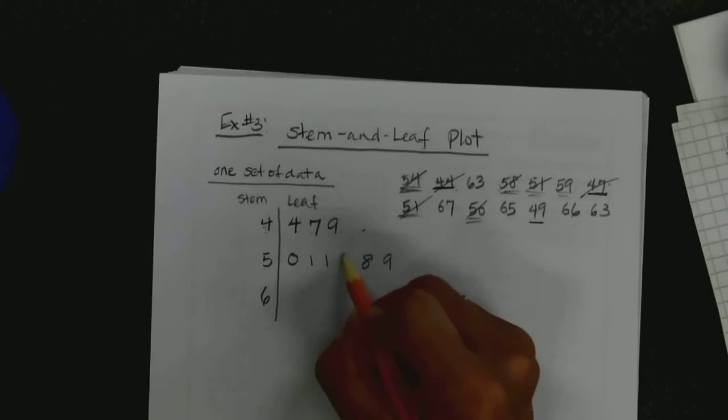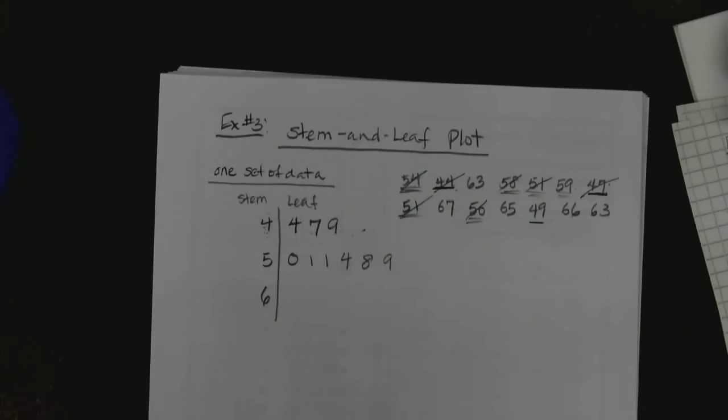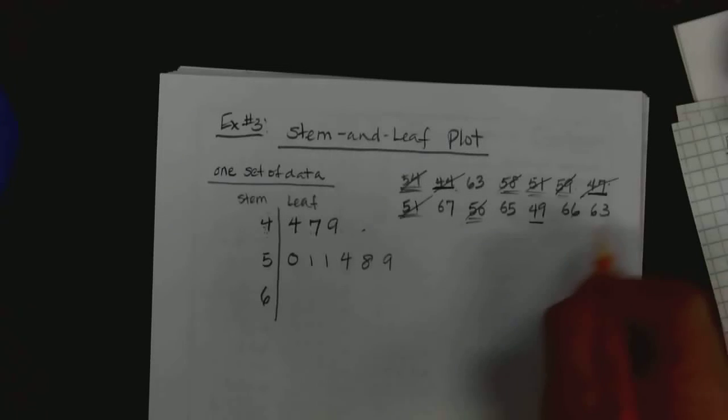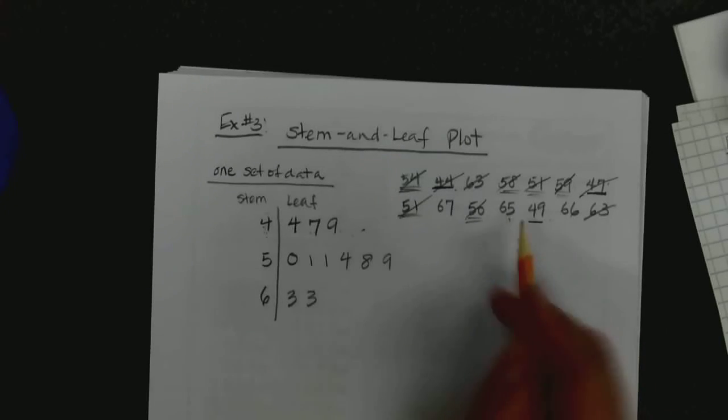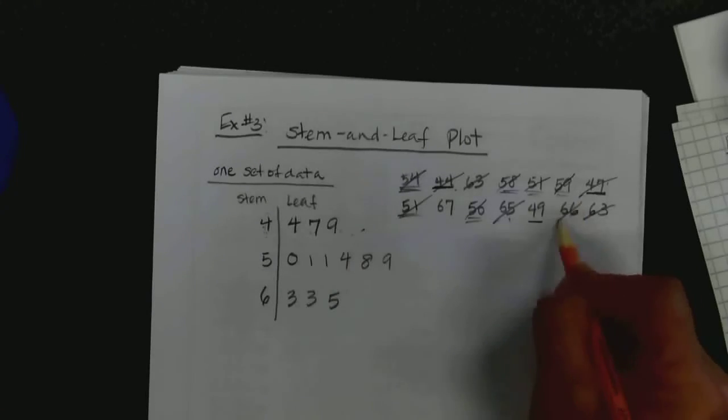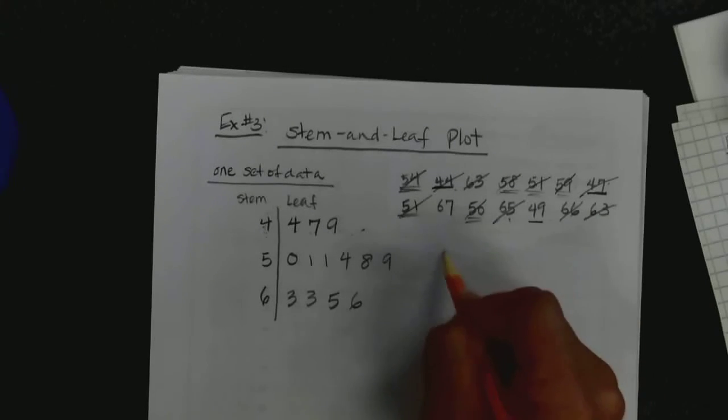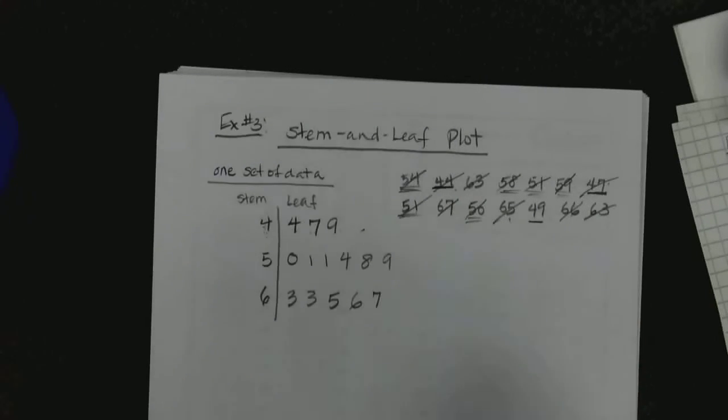There we go, 54. Now we've got the 60s, right? So what's the smallest 60? 3s. So 63. There's 2 of them. 63s. And then 65, 66, and 67. Okay? Stem and leaf.